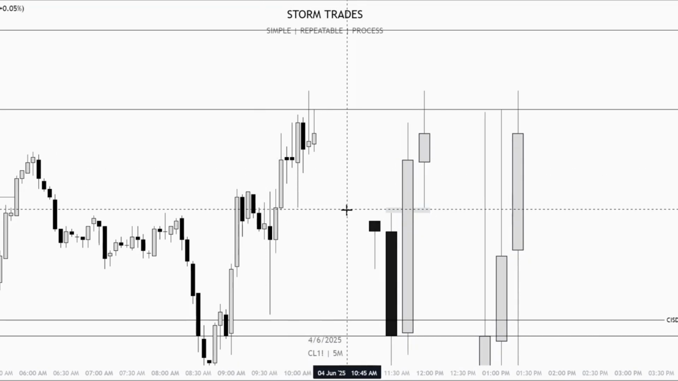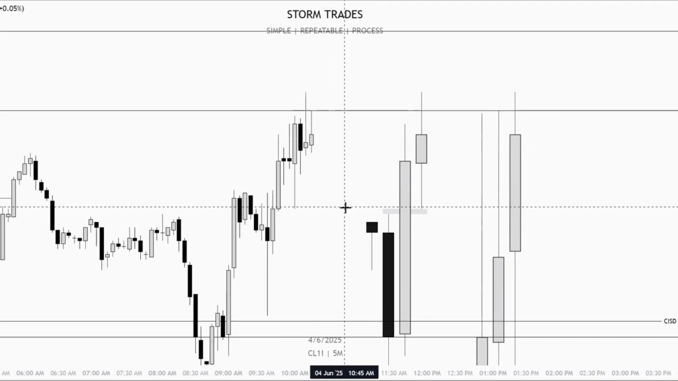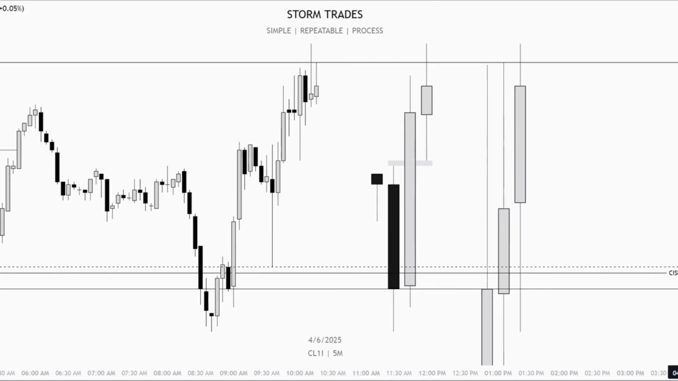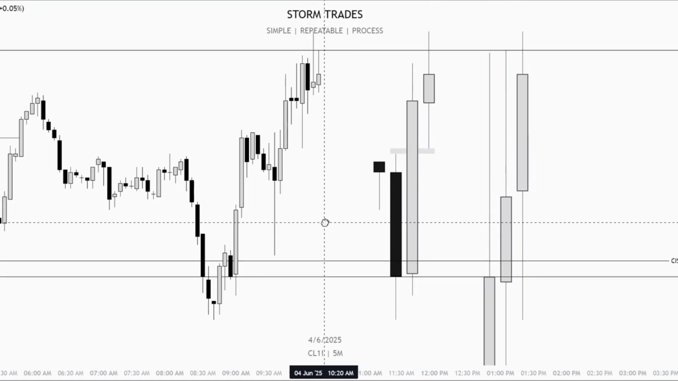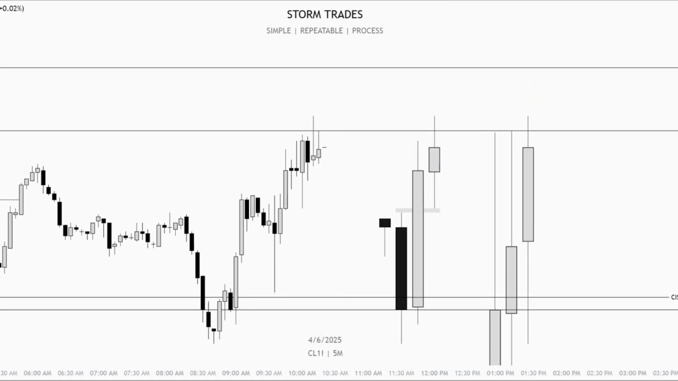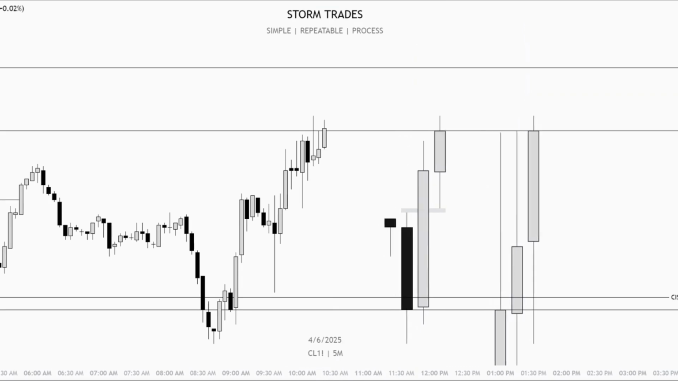Okay, so part of my model is, once we've swept into a high time frame POI or a high time frame model that I've identified during my pre-analysis, I have some what-if statements, right? So I said if we raided the previous daily high, I would look for displacement back down into the range and look to trade in the opposite direction. Okay, so I'm watching price still. We're still going higher.